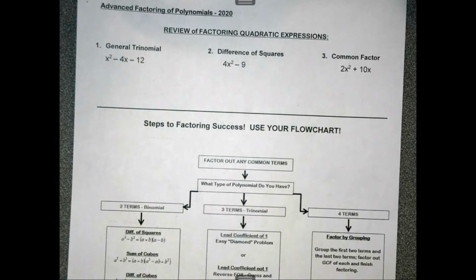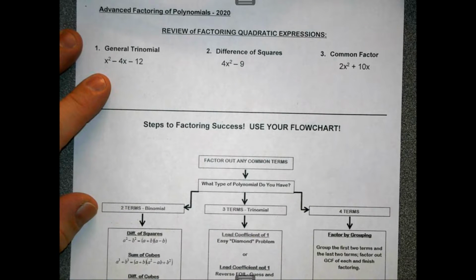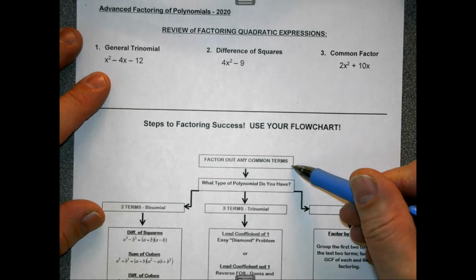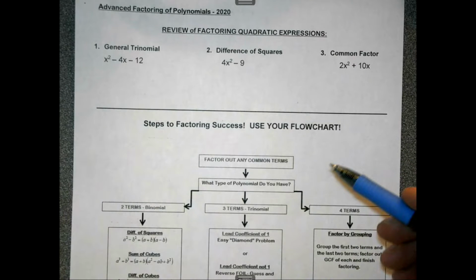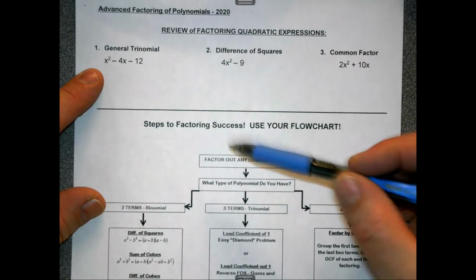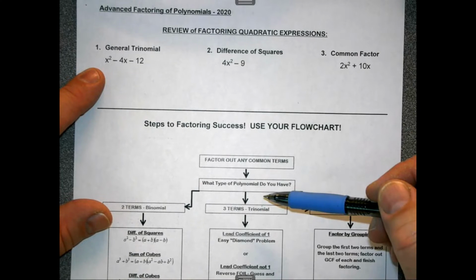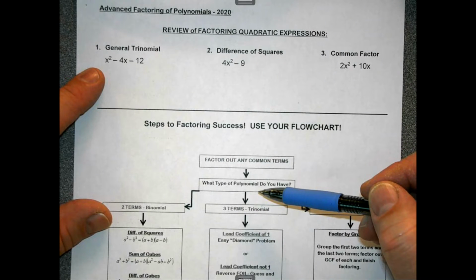All right, let's do some review. Remember, the first thing you do when you factor is what? That's right. Check to factor out any common terms or factors. This is a general trinomial, right? Because it has three terms. Since you can't factor anything out, you're going to go right directly to the guess and check and factor it.